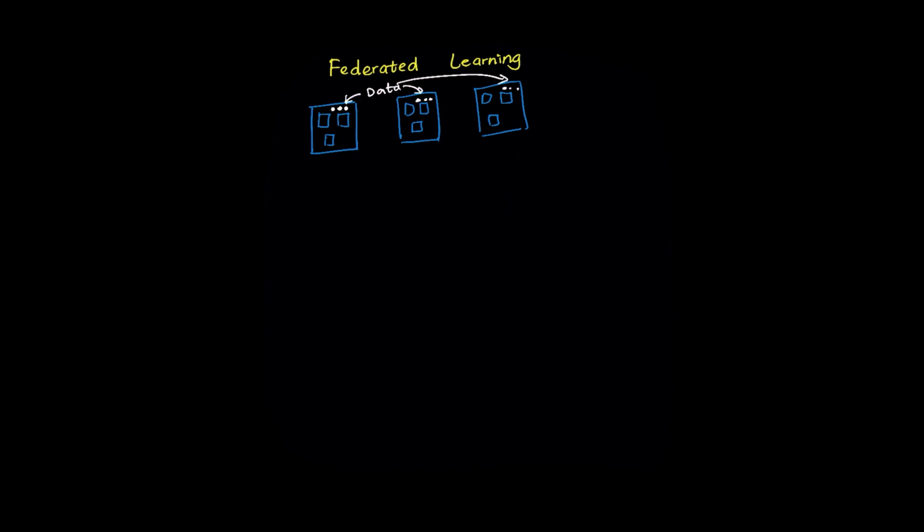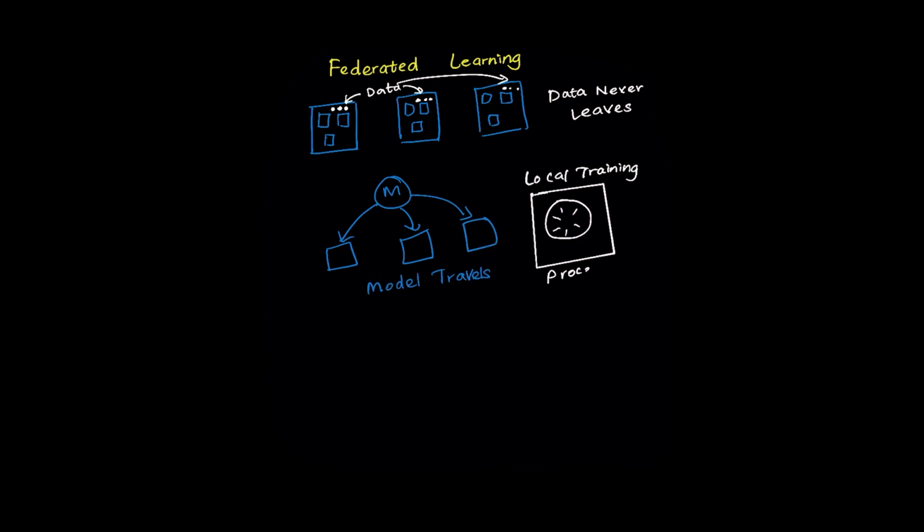Bayesian inference shines when dealing with multiple, uncertain factors in logistics optimization. This approach treats each factor like traffic, weather, and package priority as probability distributions that update with new information, the model travels to the data, trains locally, and only model updates are shared, never raw user information.